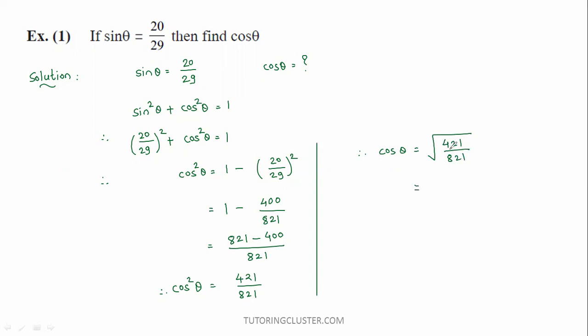Okay, so what is the square root of 441? It is 21. And the square root of 841 is 29. So what will be the value of cos theta? 21 divided by 29. Now note that if you are taking square root, this can be plus or minus 21 upon 29. So both the answers will be there, plus 21 by 29 or minus 21 by 29. But as we are considering only positive values, it is enough to write positive values only. So this will be your answer.